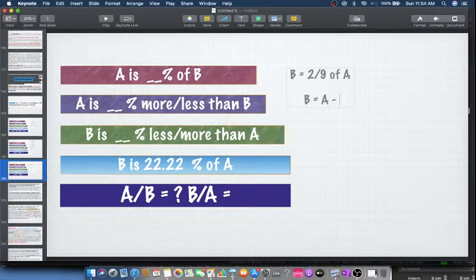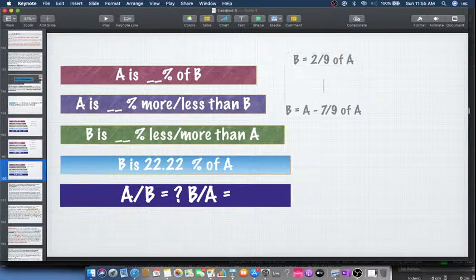B is equal to A minus 7 by 9 of A, which can be interpreted as B is A minus something, that means B is less than A. How much less than A? 7 by 9. And what is 7 by 9? Back to language. 1 by 9 is 11.11%, so 7 by 9 would be 77.7%, right? Yes.